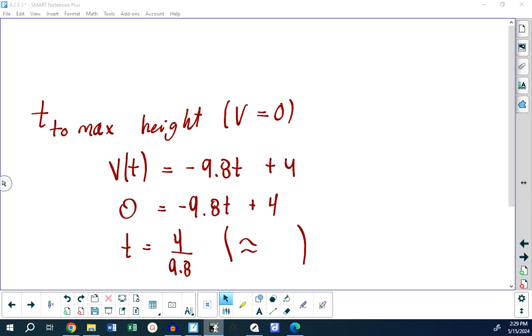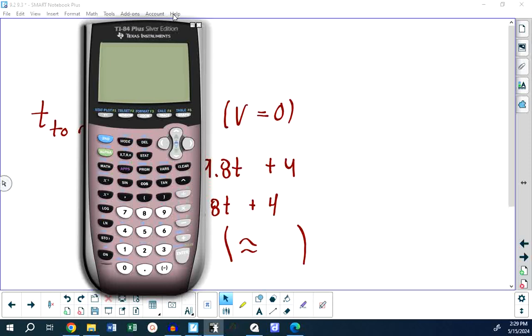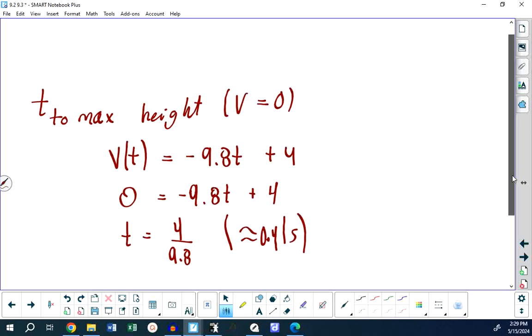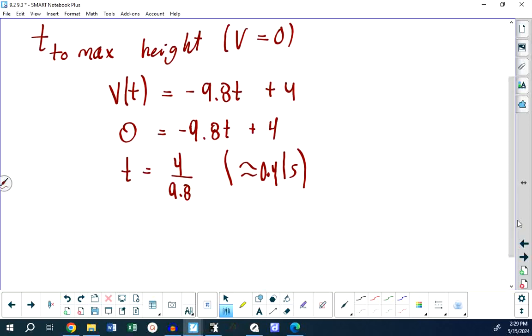Let me just move my calculator over. I'll just write it down to a couple decimals, but I want to keep track of it on my calculator. About 0.408. I'll go 0.41 because that's the space that I have. About 0.41 seconds. Now the second bullet is what is the maximum height, I believe.